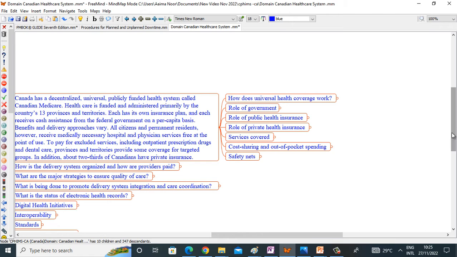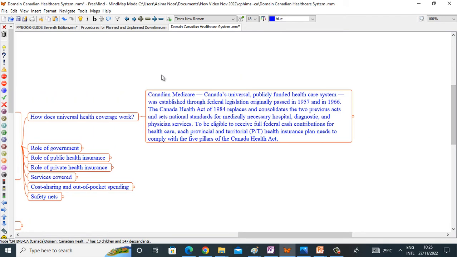Now let's see how universal healthcare coverage works. Canadian Medicare, Canada's universal publicly funded healthcare system, was established through federal legislation originally passed in 1957 and 1966. The Canada Health Act of 1984 replaces and consolidates the two previous acts and sets national standards for medically necessary hospital, diagnostic and physician services.